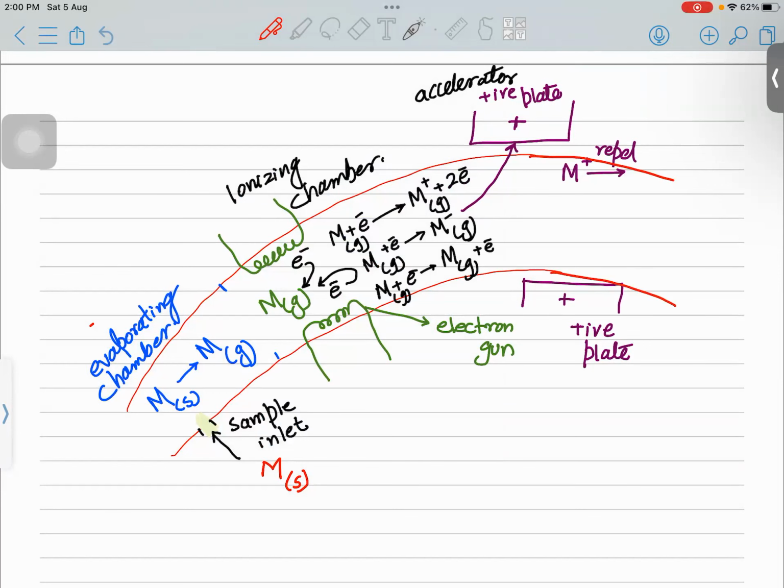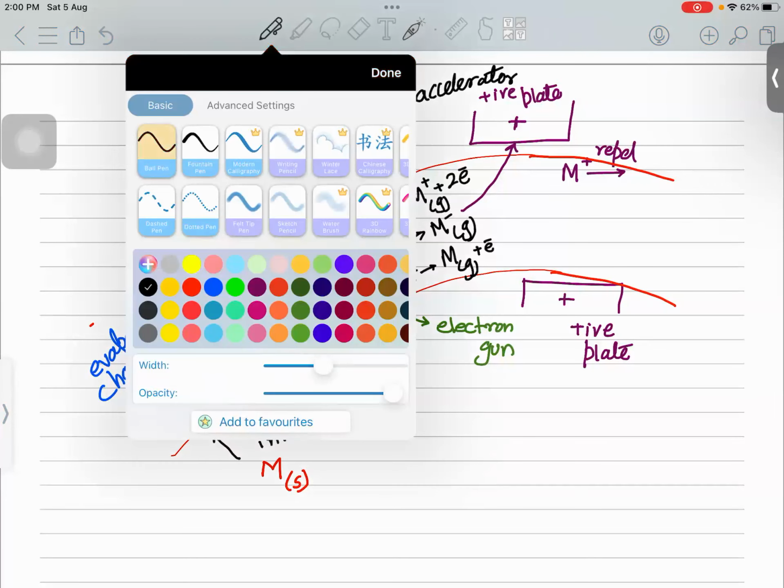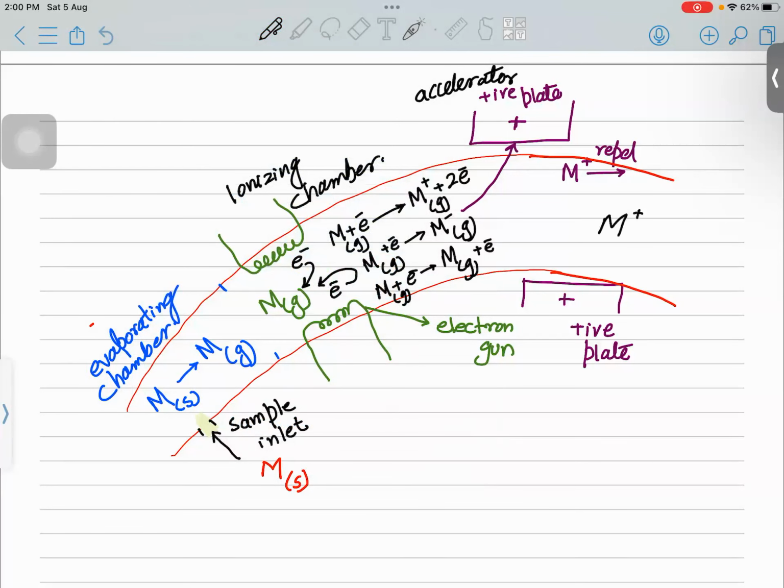Are you getting my point? Yes, sir. So you have only M positive. M neutral is useless because it does not have any charge. Now this is called the detector. When M positive strikes the detector, a small current is developed.